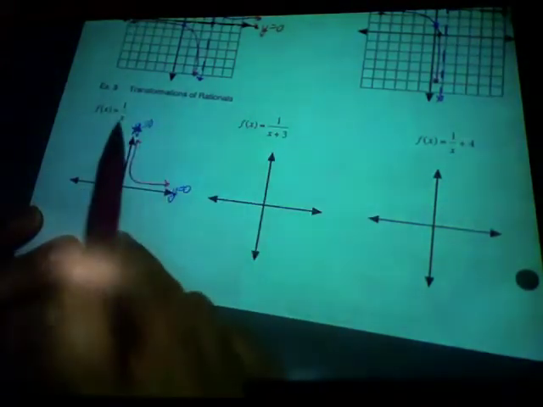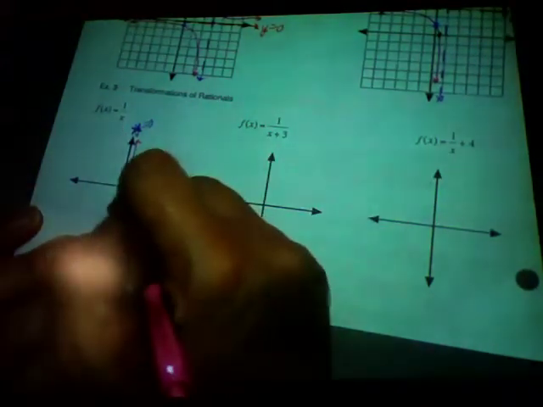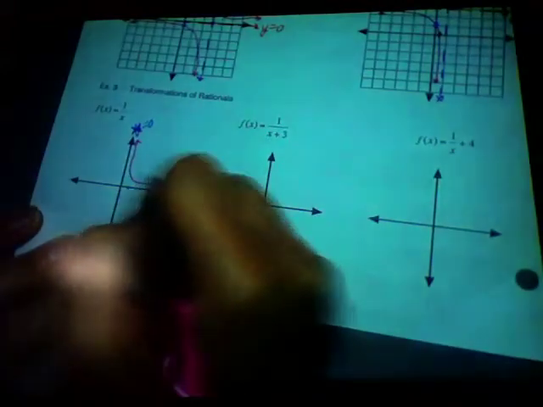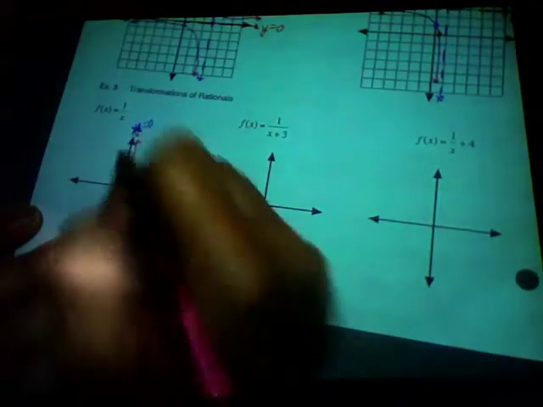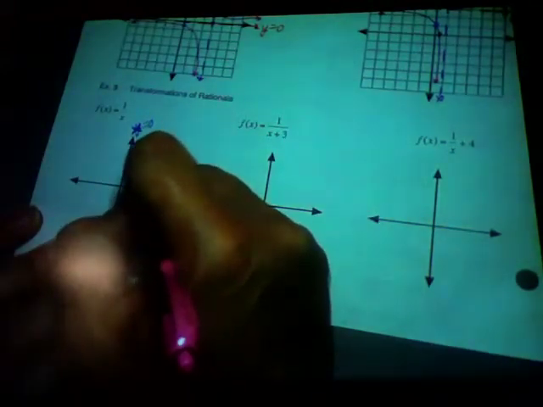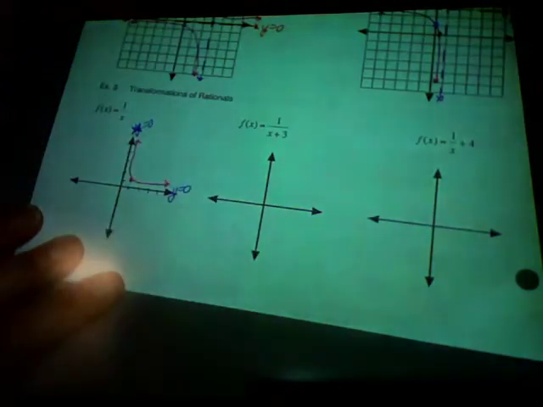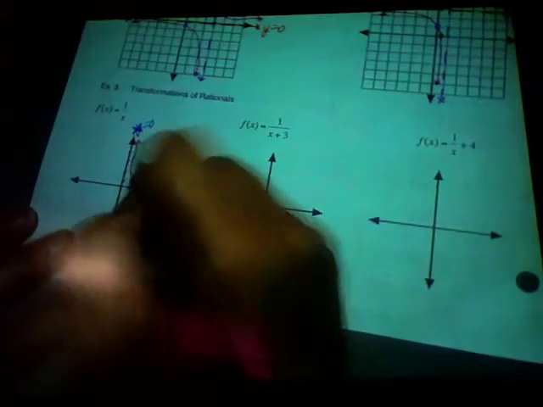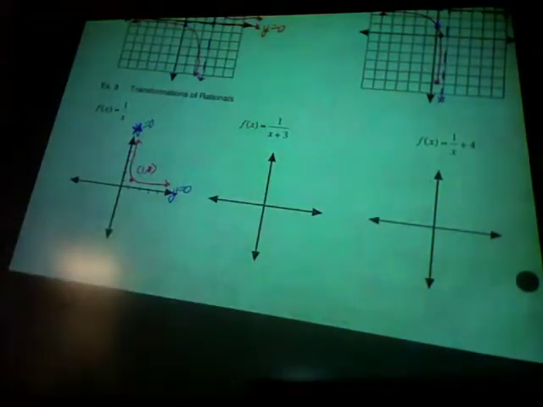And mind you, if you plugged in positive 1, so here's your, let's just plug in positive 1, 1. Wouldn't my point be right there for positive 1, 1? And I'm going to use this as a translation point for you. What if we plugged in negative 1?